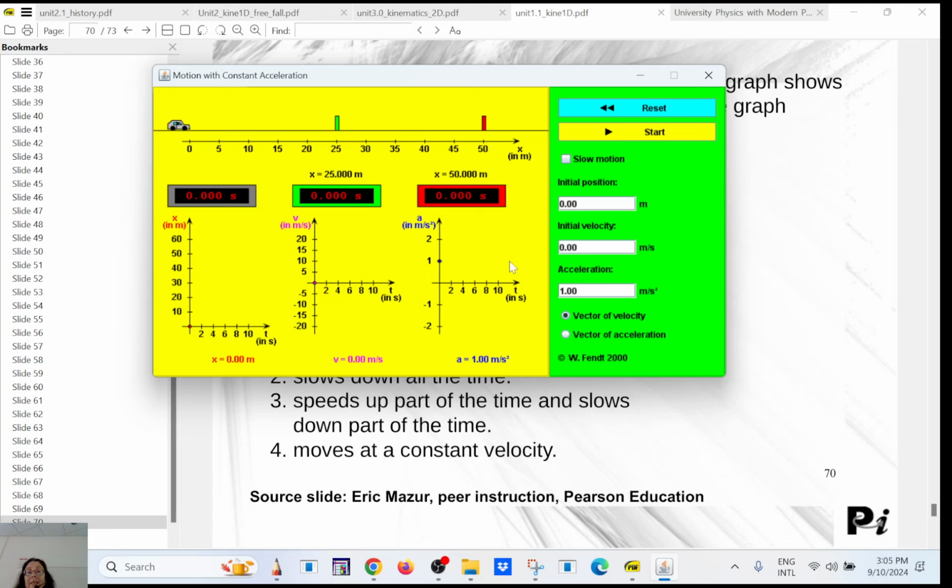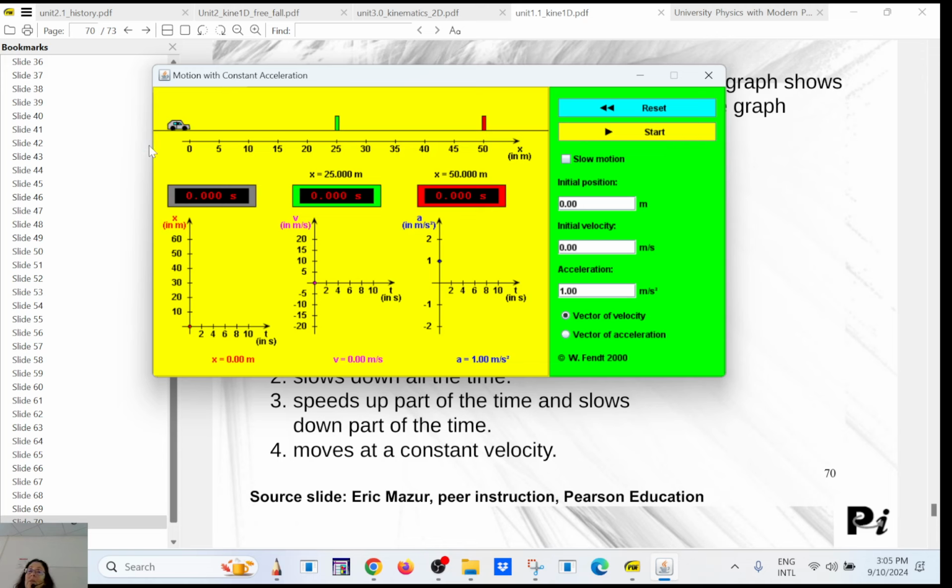So I'm going to take acceleration of 1. What do you expect for the velocity? The velocity increases, but the slope is constant. So it's going to be a line. And for the position, it's going to be a parabola.